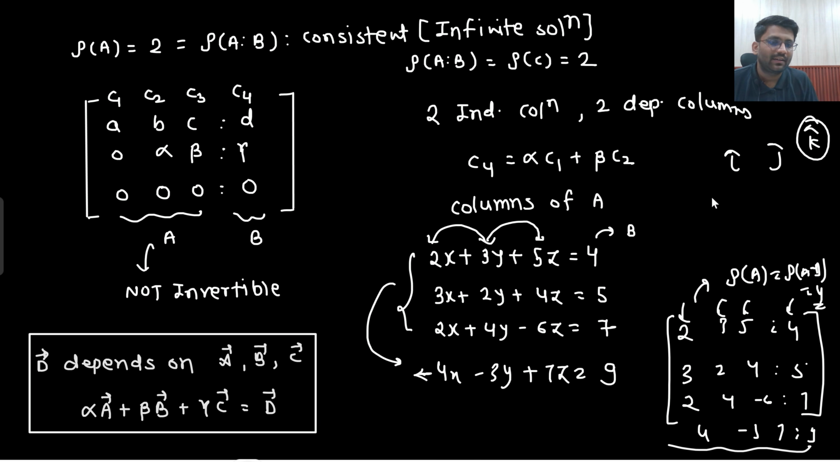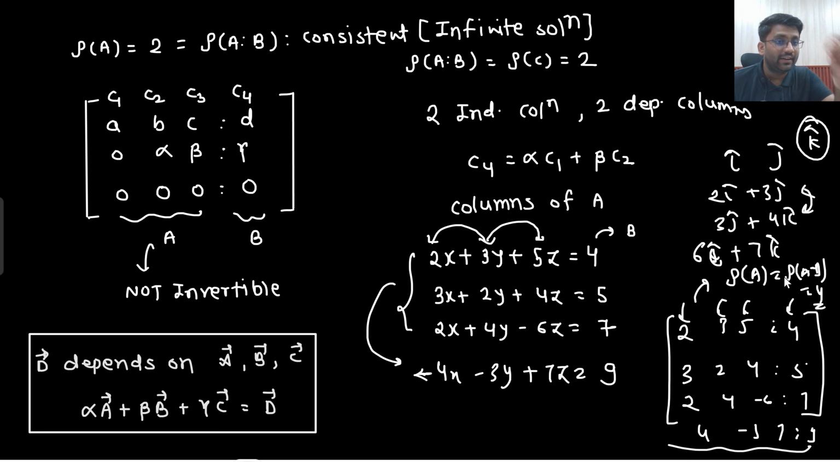And if I say I have 2 vectors, 2 I cap plus 3 J cap, and 3 J cap plus 4 K cap, are they independent of each other? Yes. Now I write down a new vector which is 6 I cap plus 7 K cap. 101% I am sure that this vector will be depending on these 2 vectors. For sure it will be depending.